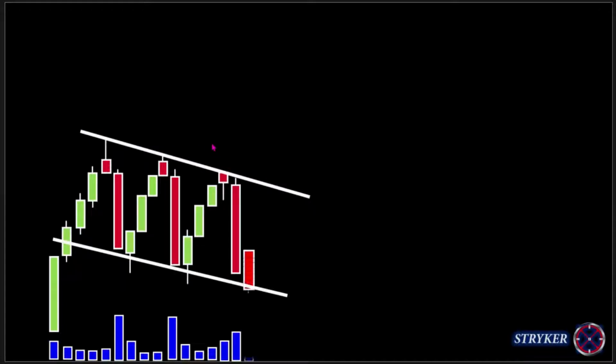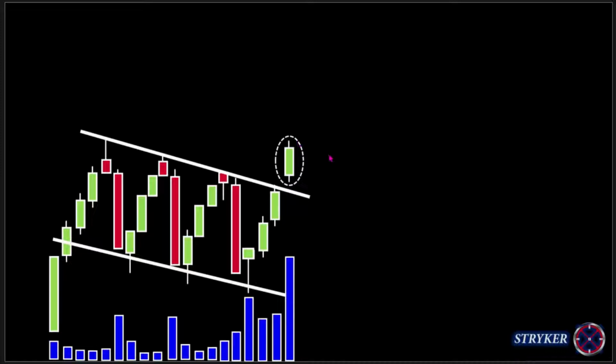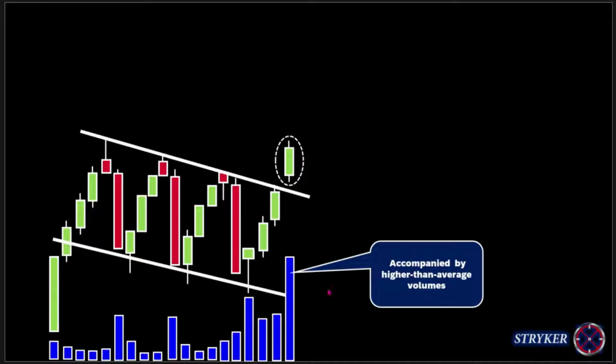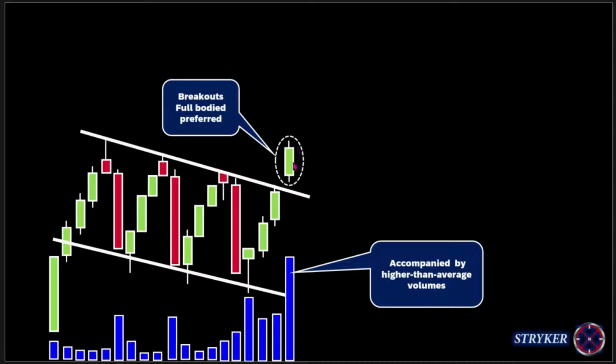Now right here, you can see there's also one more bottom forming, the third wave. This is where we prepare to anticipate a breakout. Once the price is rallying upwards, this is where we would want to anticipate a breakout right here at that yellow circle. If there's a breakout, we would prefer a candle that's accompanied by higher than average volume. At the same time, a full body breakout is preferred. It can gap up and close above this resistance right here, and then it takes a rally upwards.